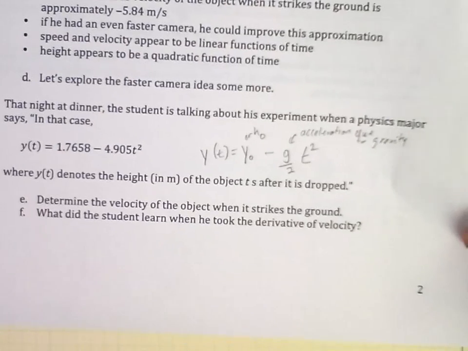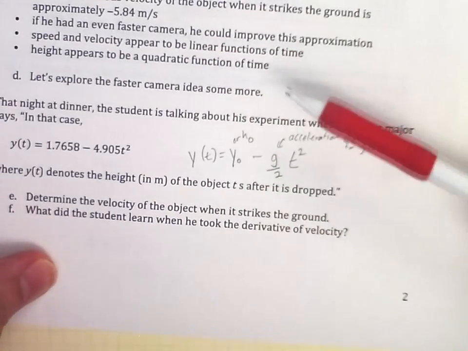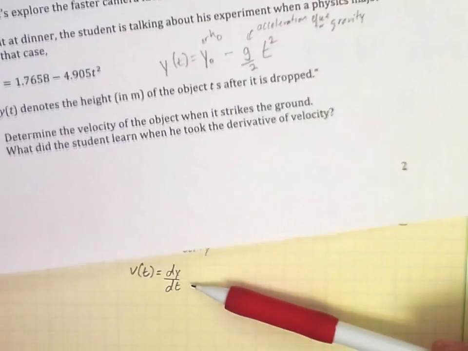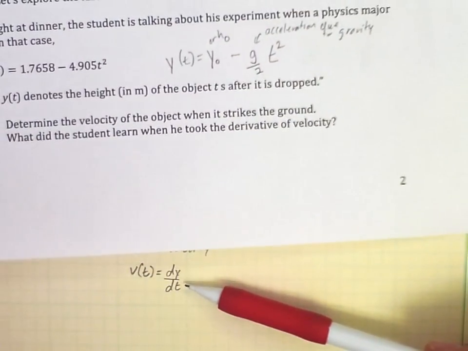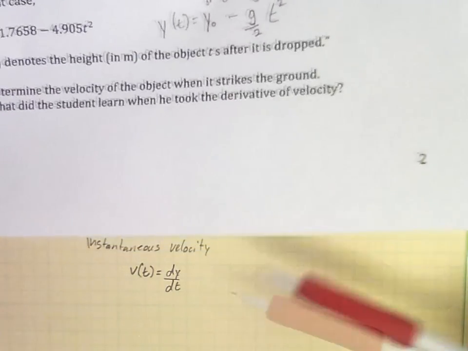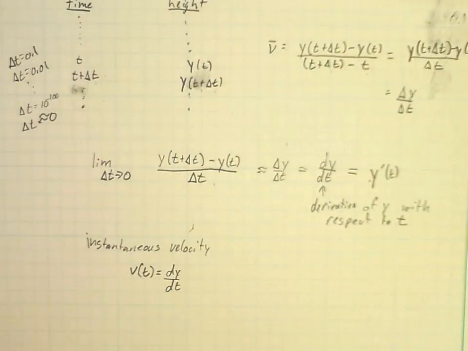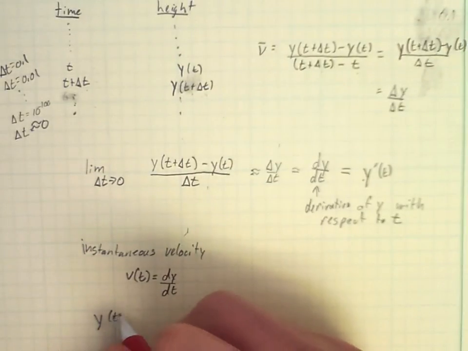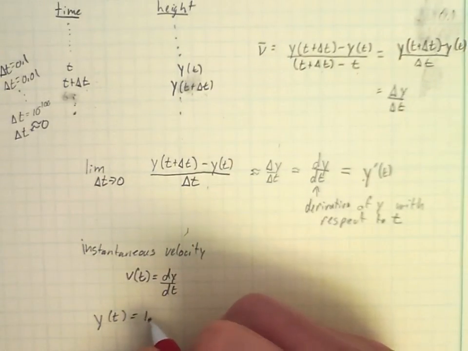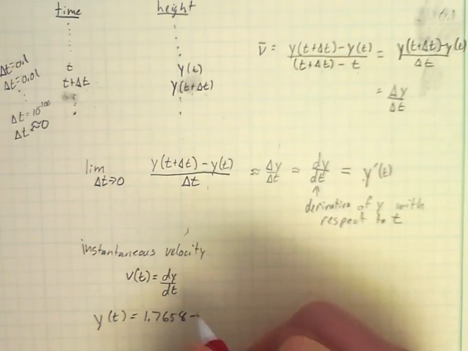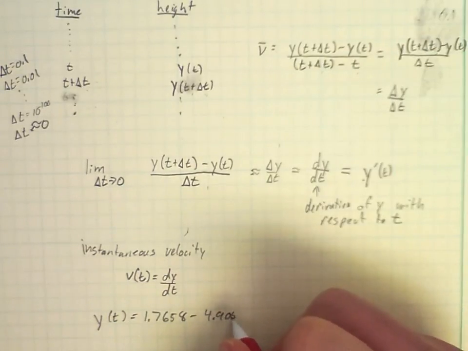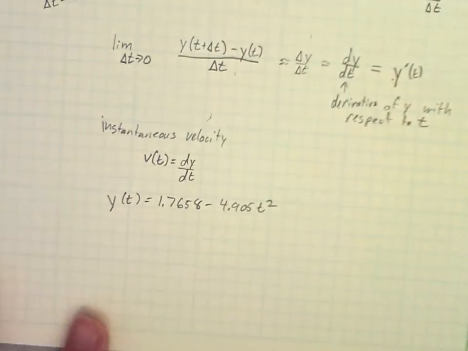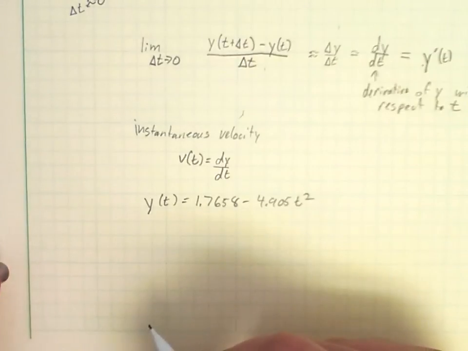All right, so again, as I said, we explored this idea of the faster camera some more, and we broke it down into finding out we can get to the velocity is the derivative, something called the derivative of y with respect to t. And our physics friend told us that y of t equals 1.7658 minus 4.905 t squared. So we have this function. How do we get the derivative of it? Well, part E says we want to know that.